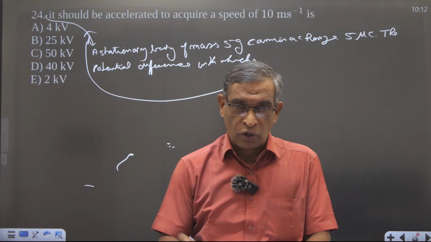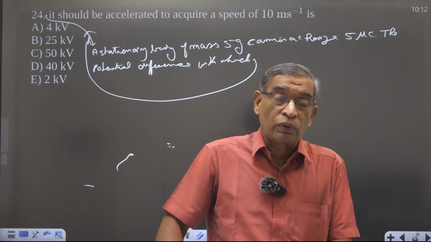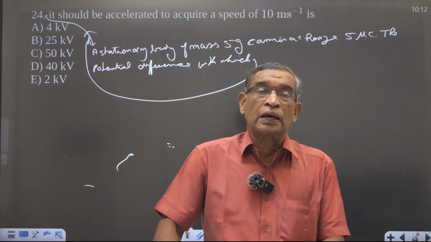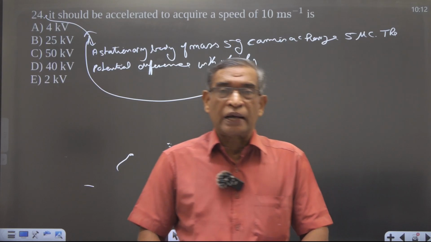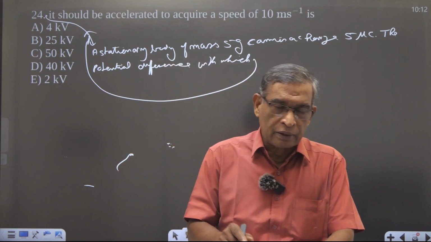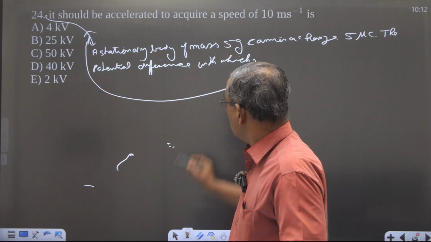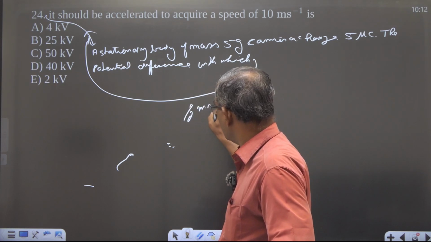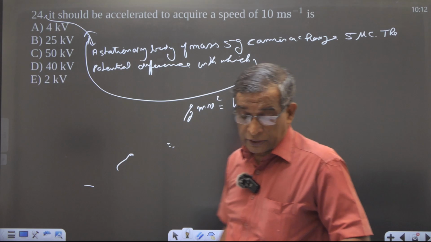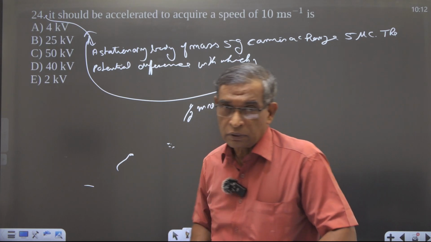When a charged body in an electric field is accelerated, electrical work is done, and the electrical work done is given by VQ. By the work energy theorem, that electrical work done is gained by our charged particle as its kinetic energy, which is half mv square. And what is V? The potential difference with which it should be accelerated. So V is unknown.